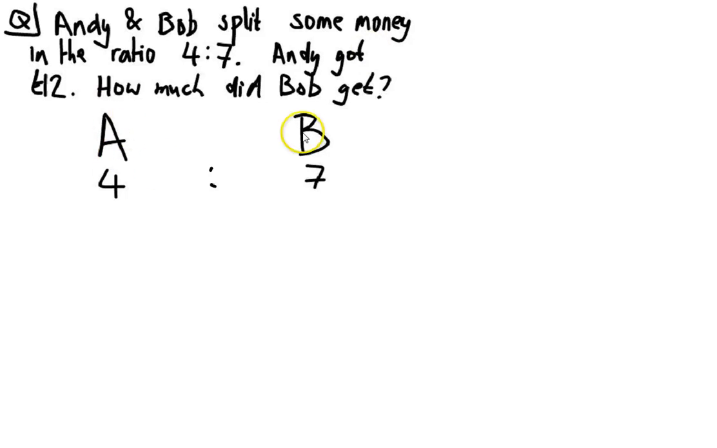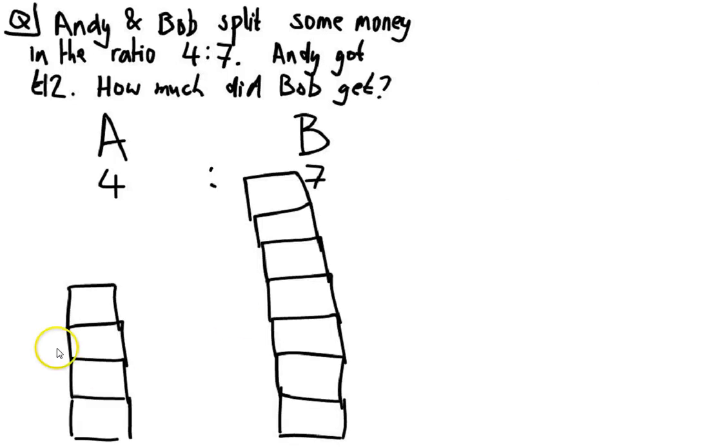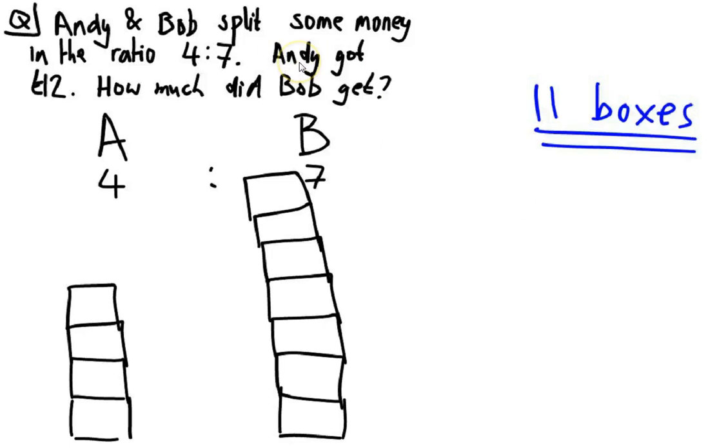Try and line them up in the same order. Okay, so now I'm just going to draw my boxes, so give me a second. Okay, so I've just about managed to draw my 4 boxes on this side and my 7 boxes on this side. Okay, so in total now then we have 11 boxes. Let me write that over here. 11 boxes. Now, we know that Andy in total got £12.